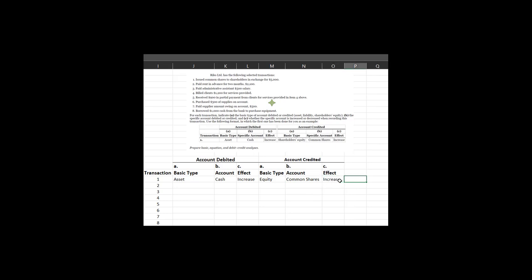So the way this would look if we were doing debits and credits would be a debit to an asset for $5,000. We would debit cash, and we would credit common shares for the same $5,000. And then we would record a description of the entry, to record issuance of common shares. So that is the journal entry.